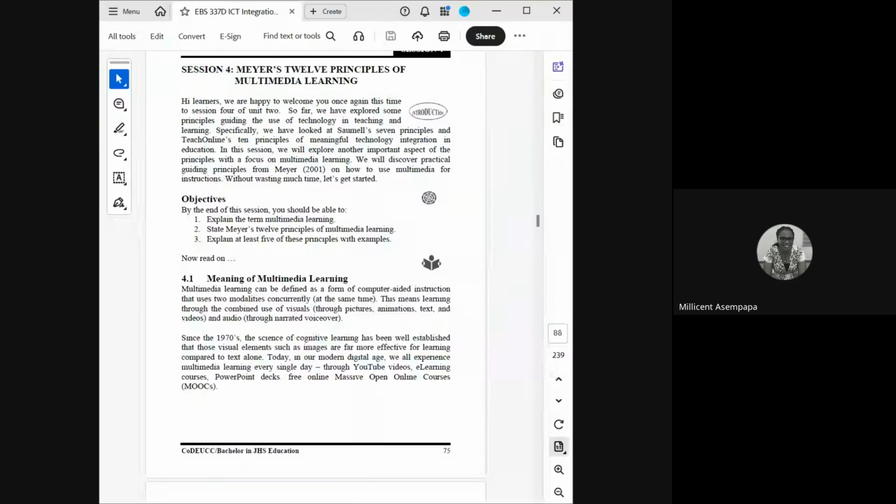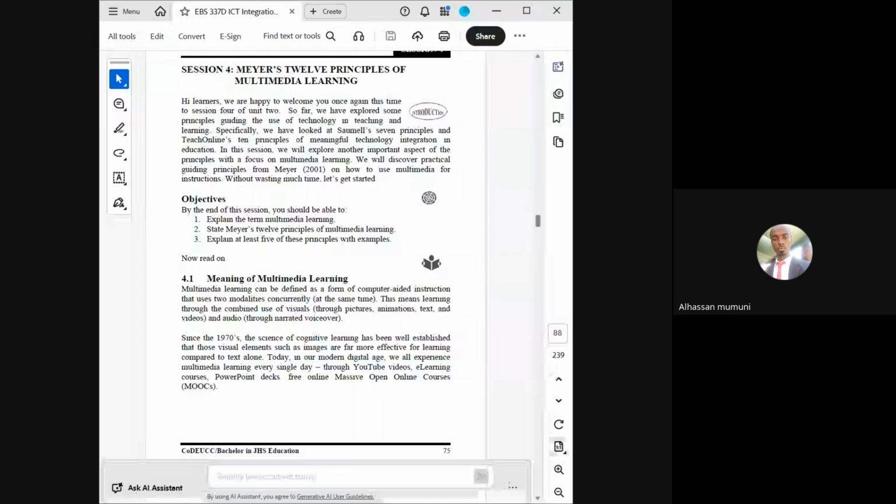So we are going to talk about Mayer's 12 principles of multimedia learning. Then we talk about the cognitivist, constructivist and behaviorist theories in technology. So we know the theory, but in relation to ICT integration, we'll be looking at that. So I don't know if we can go. Albert, you want to say something? Madam, we should make it next time or the other day.